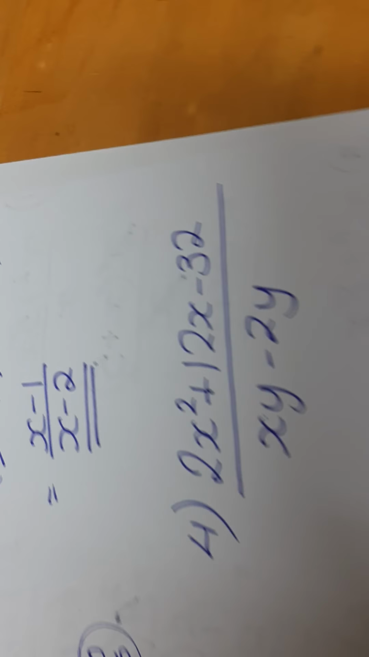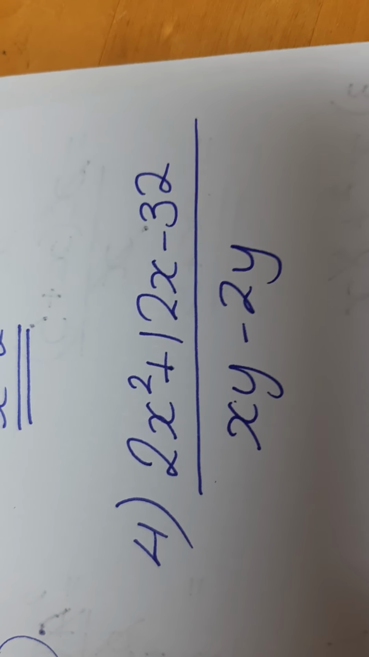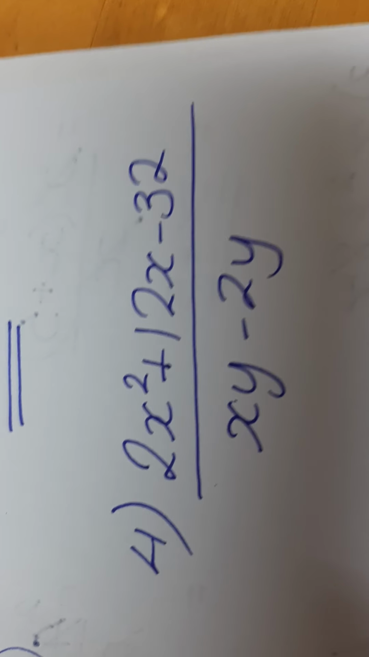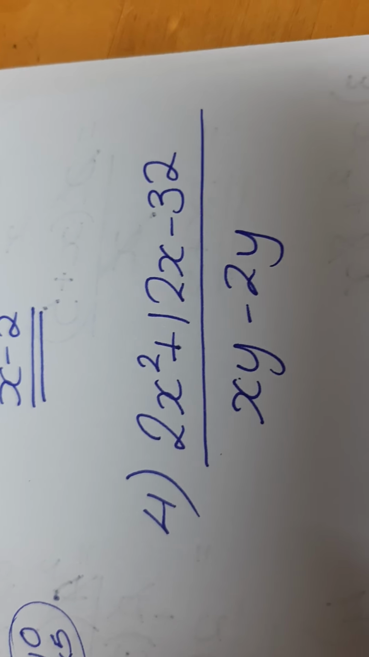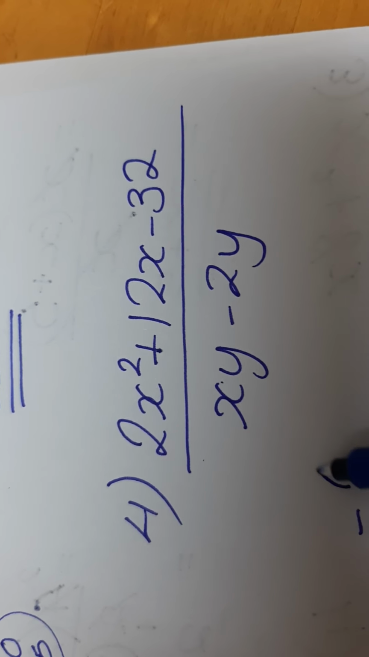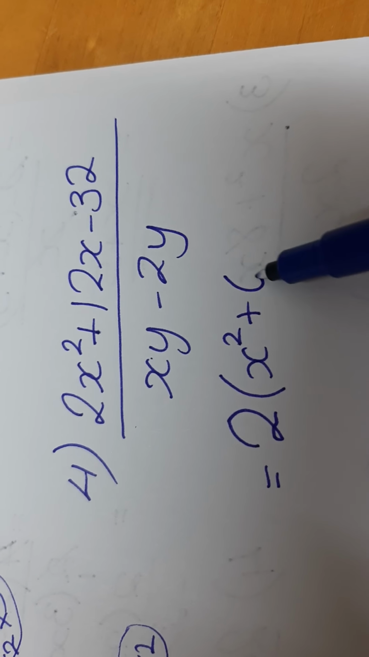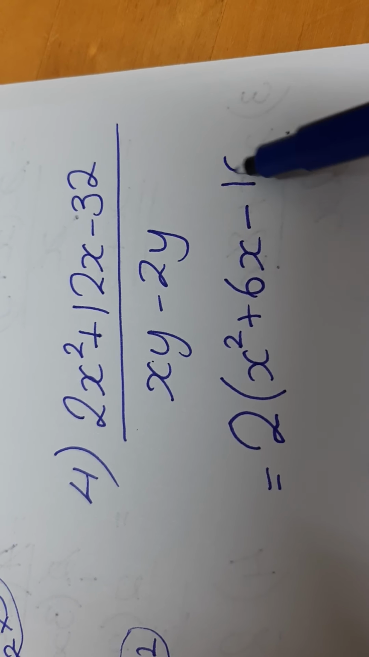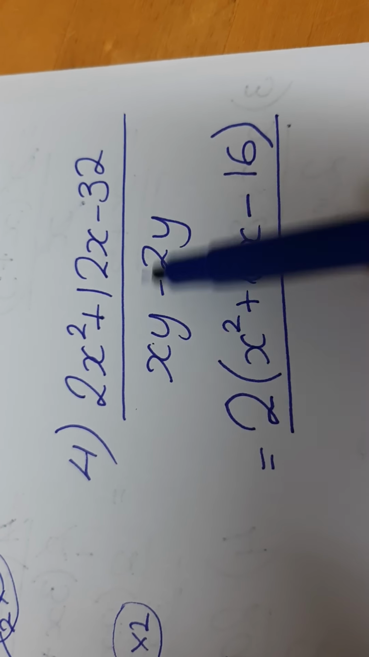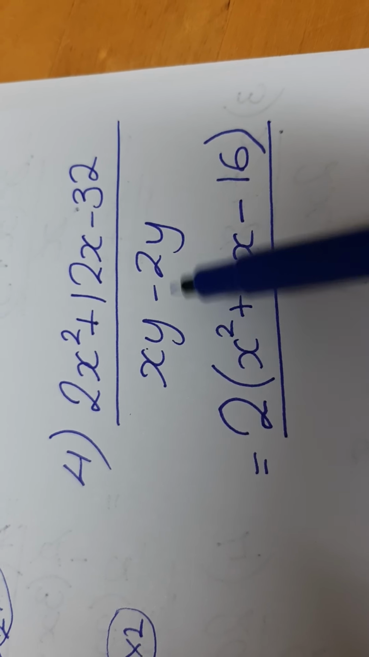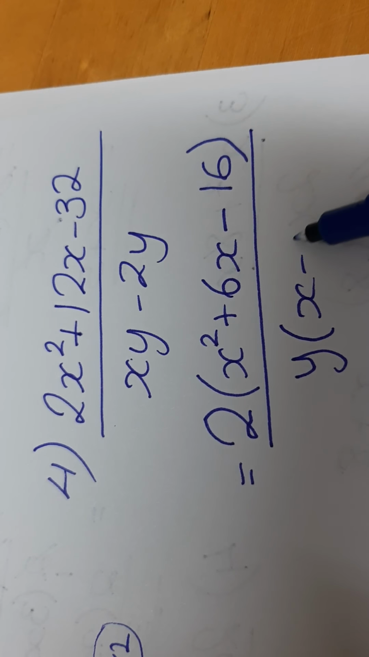Okay, let's move on to this one here. Question 4. We look at the top, and that doesn't look very nice. But we do notice that they all divide by 2, which means I have a common factor of 2. So I take the 2 out common, and I'm left with x squared plus 6x minus 16. I look at the bottom. Do I have a common factor here? Yes, I do. The common factor is y. Y is common. I'm left with x minus 2.